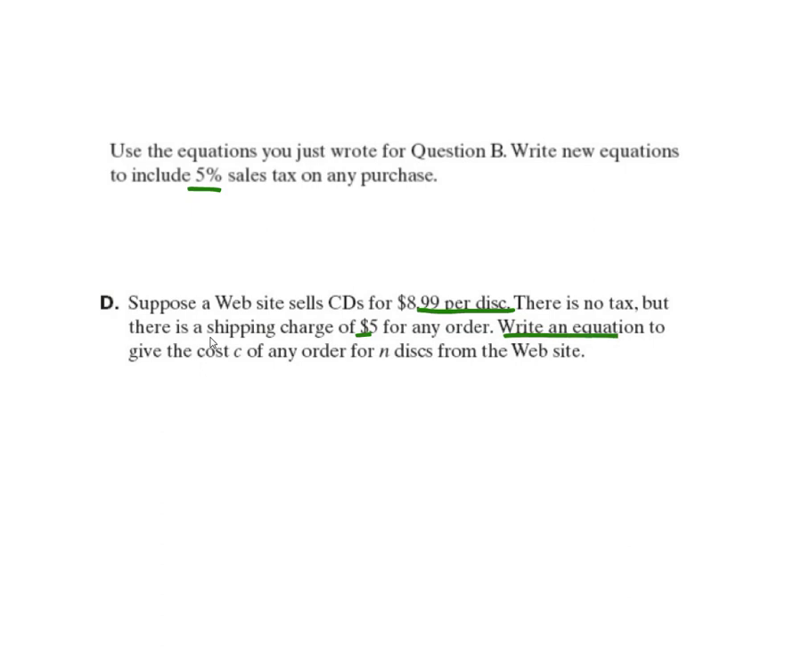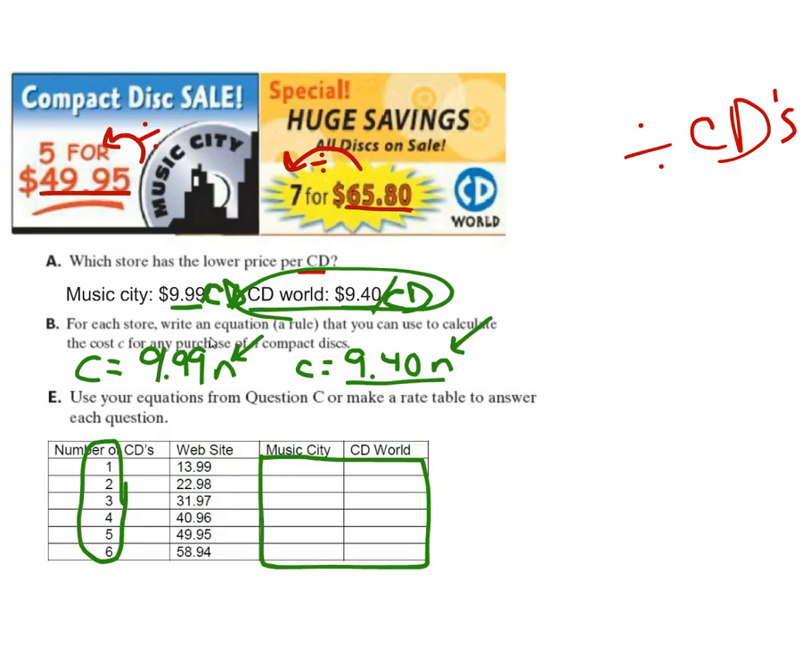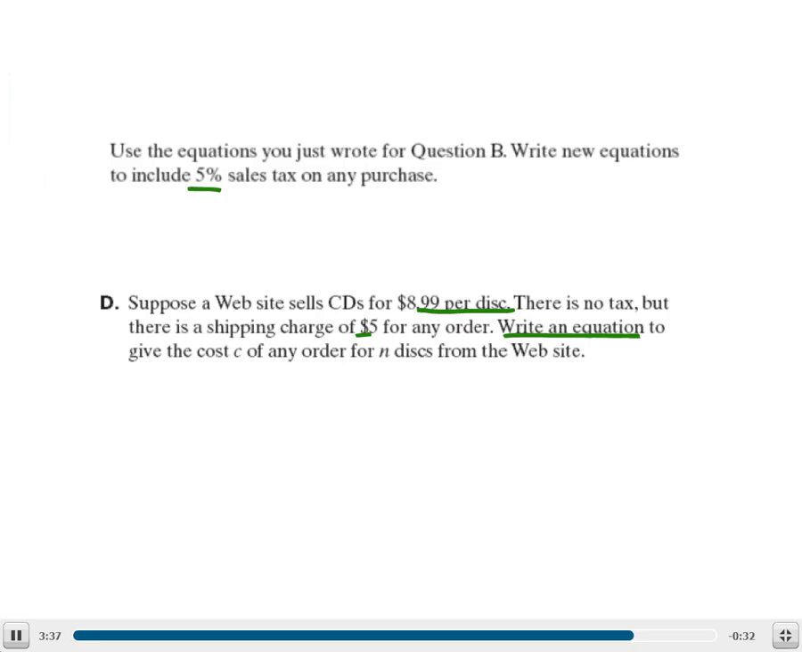I want you to write an equation, but then I want you to go back to your table and find out when it would be best to shop at the website and when it would be best to shop at the stores. So find that information out. Try that. Watch this video, and then maybe you can solve for this question. Otherwise, that's all we're going to learn for today.